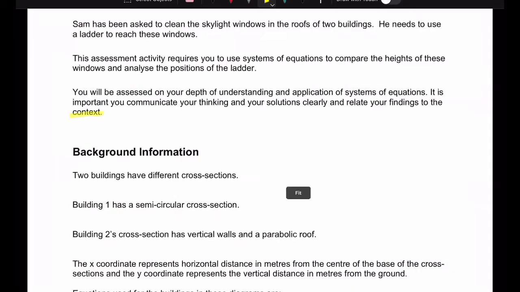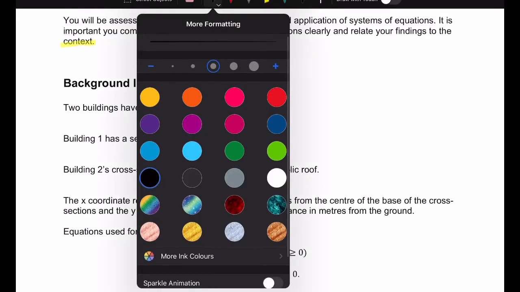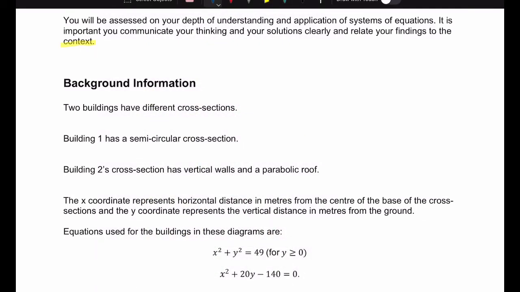Now, background information. So we have 2 buildings. One is a semi-circular cross section, and then the other one is a parabolic roof, which is a quadratic. We don't need to know the vertical walls. Most of the time, vertical walls are extra information, and most of the time they will give you extra information.